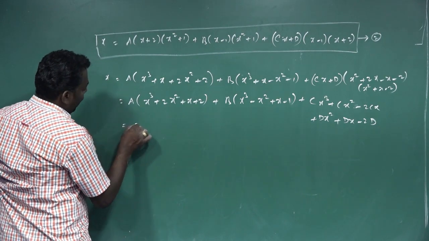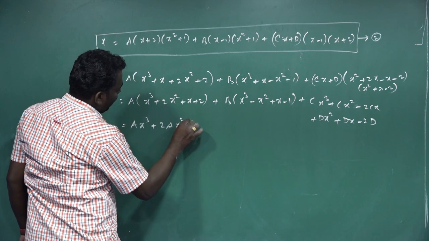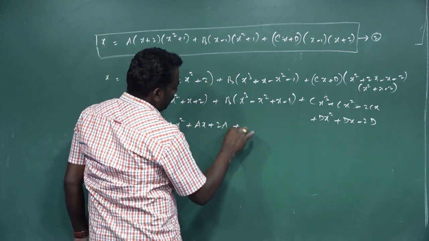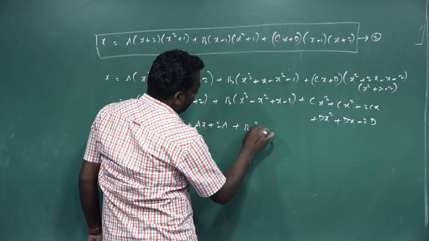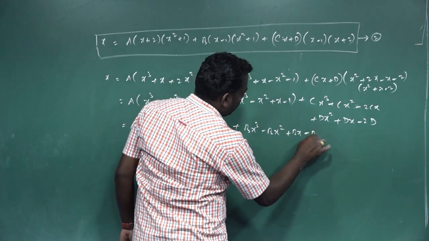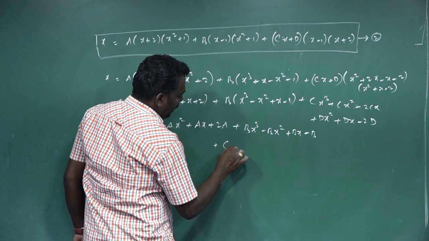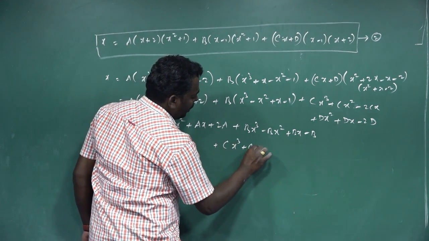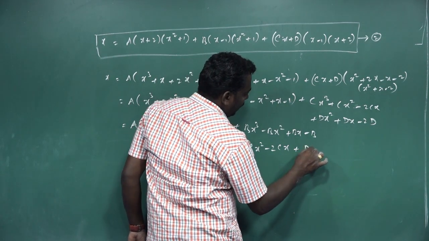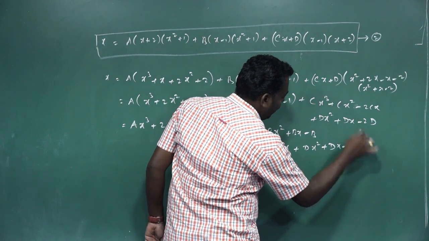Now multiply: a into x power 3 plus 2ax square plus ax plus 2a, plus b x power 3 minus bx square plus bx minus b. Then multiply here, plus c x power 3 plus cx square minus 2cx, plus dx square plus dx minus 2d.